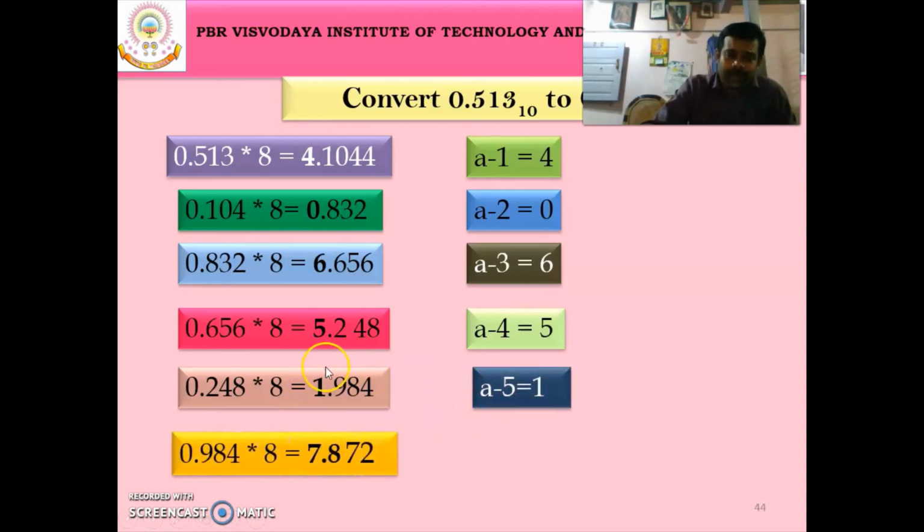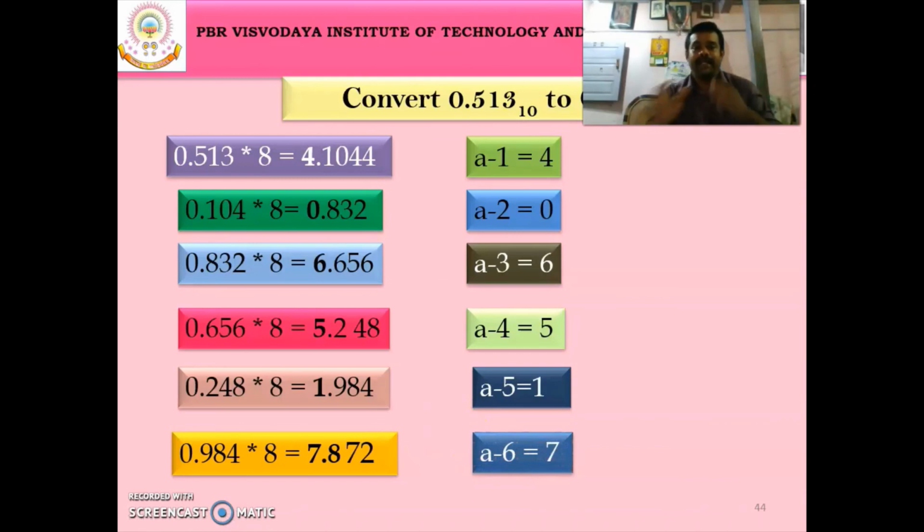So then we are multiplying this 0.984 by 8 and we are getting 7.872. Again this 0.872 fraction is coming. So this is a special type of problem and in this problem you will not get the fraction part as 0 and it will continue again and again.